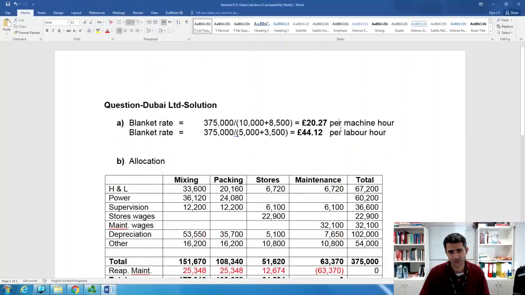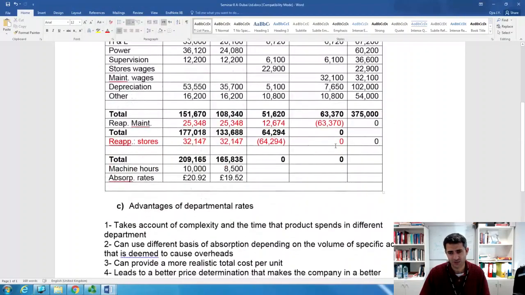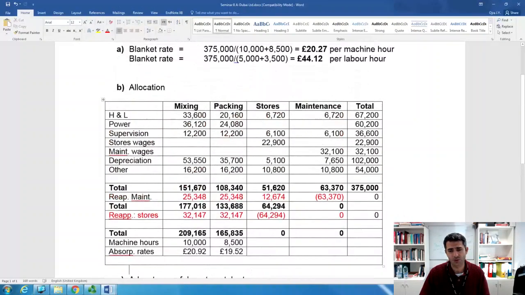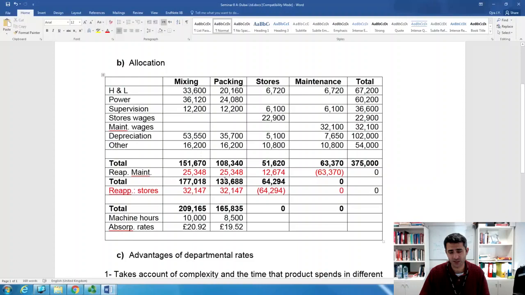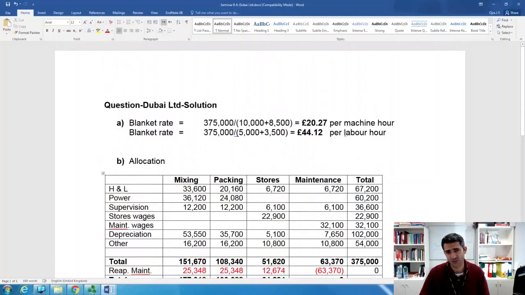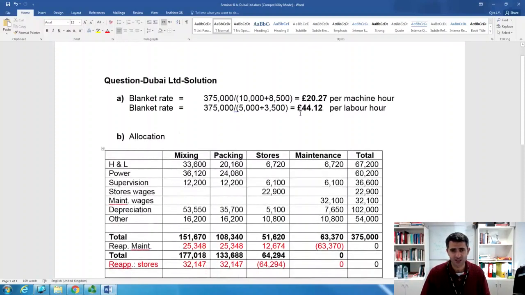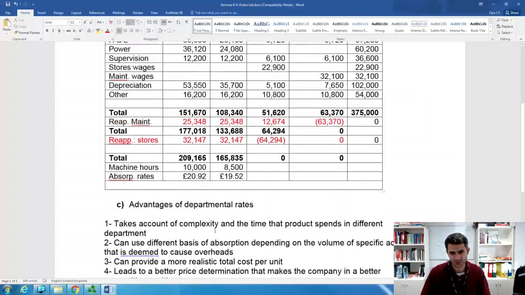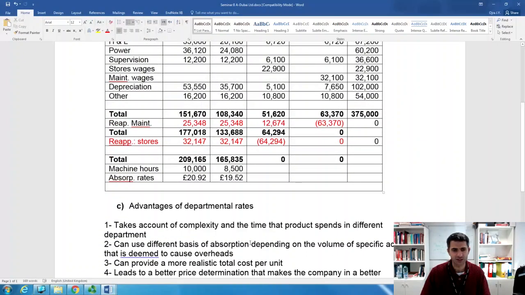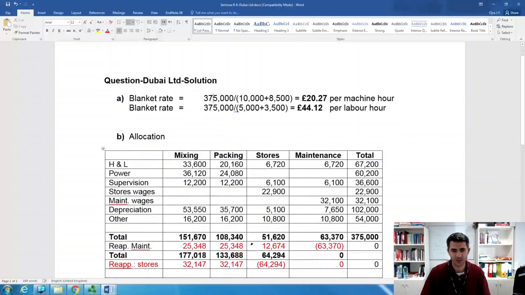rather than the blanket rate. Of course, it's very important. Why? Because it gives you more accurate figures and is more specific when it comes to departments. Here you calculate a blanket rate for everything, not related to a specific activity. You can see 375 is the total overhead, all of it, but here we are breaking it down and being more accurate. So basically have a read about it and you should be able to understand.